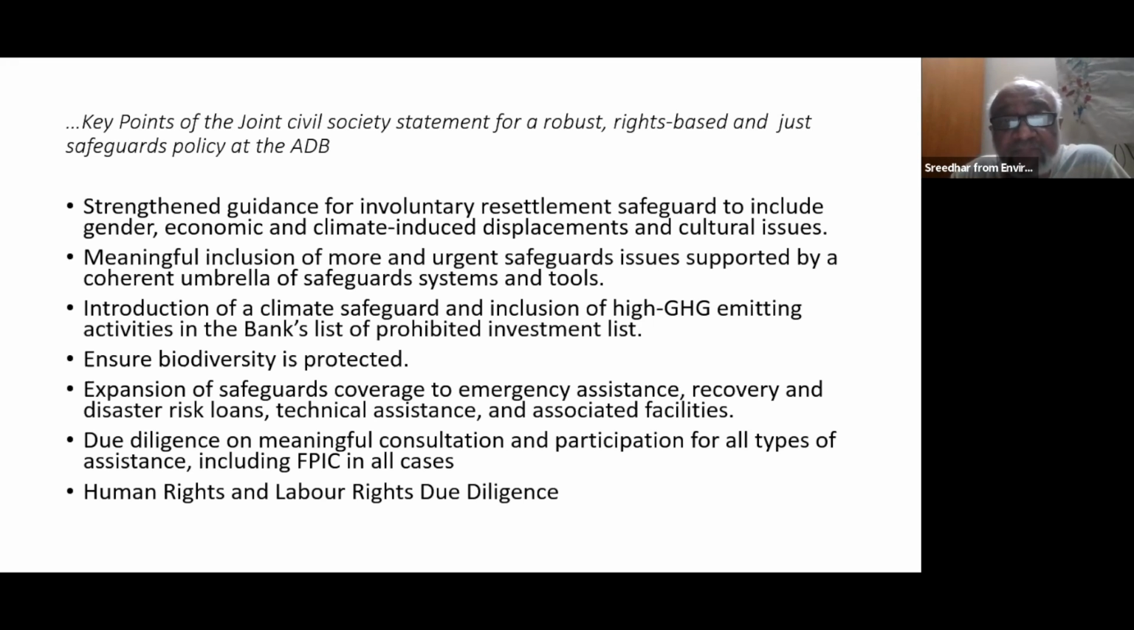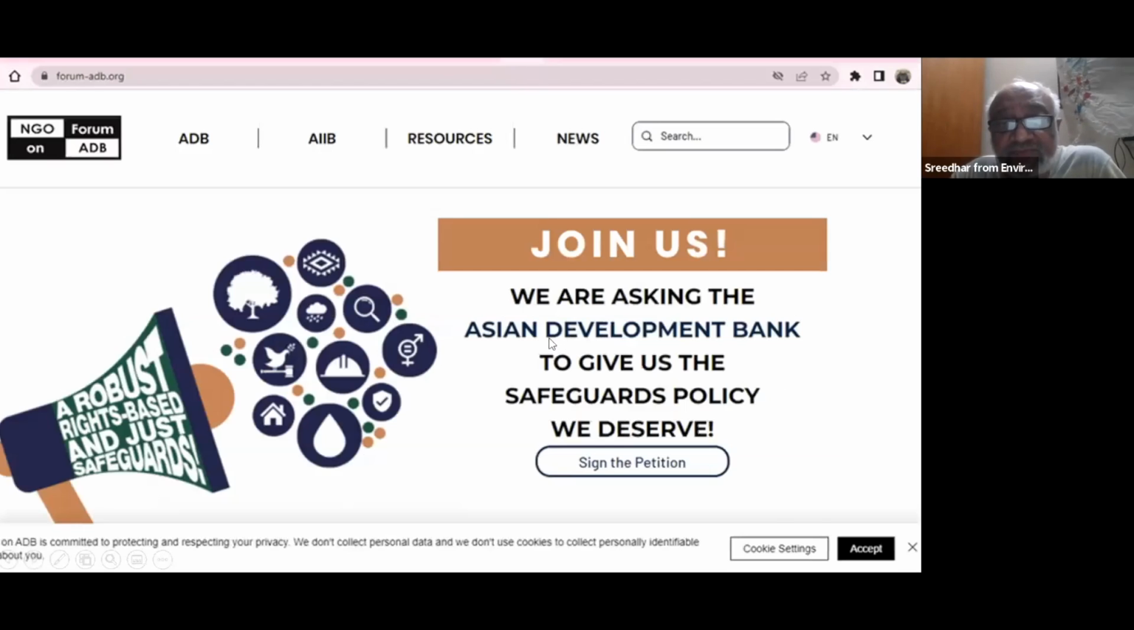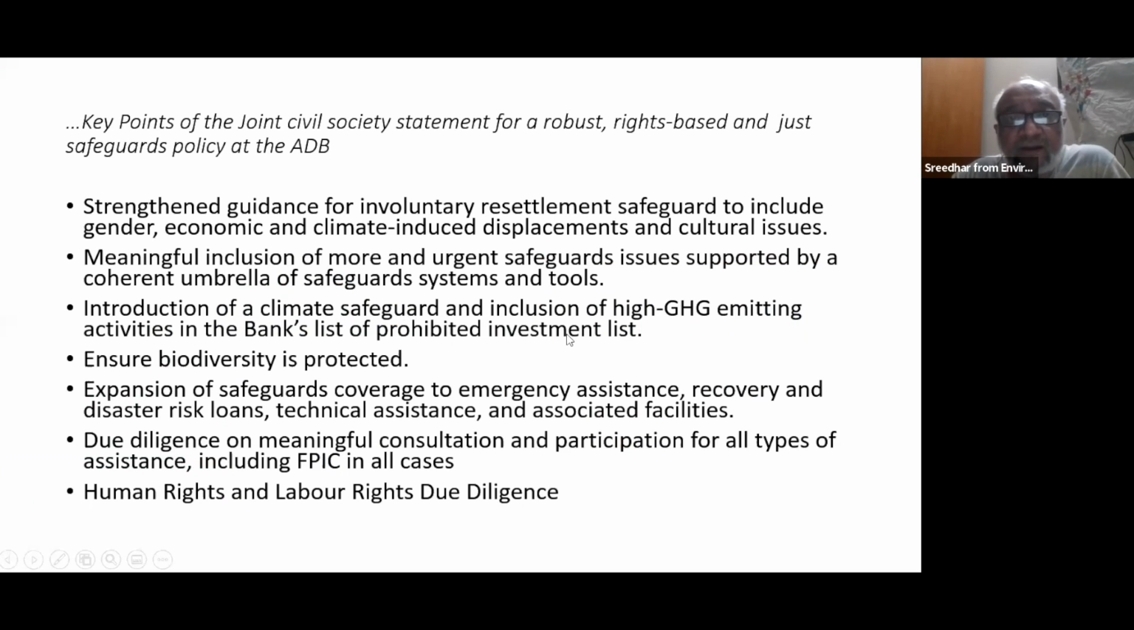How, even in case of high GHG emitting projects. For instance, if we look at energy policy, they are talking about gas as a kind of transition fuel. So how do we have a coherent mechanism for it?